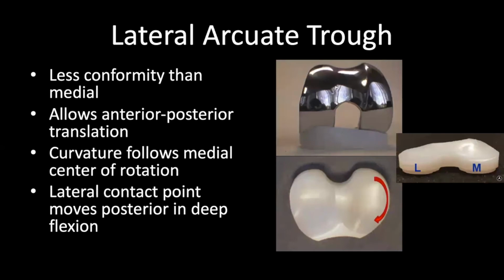So the other design feature is the lateral arcuate trough of the medial pivot knee. There's less conformity than the medial side, and this allows for anterior-posterior translation. The curvature of this arc follows the medial center of rotation, and it allows for the lateral contact point to move posterior in deep flexion.